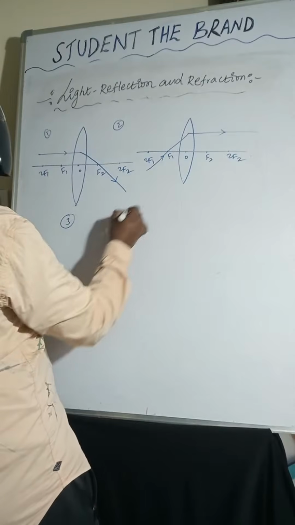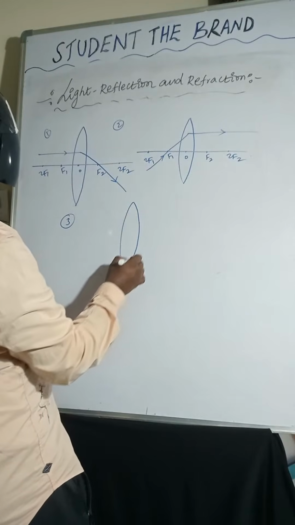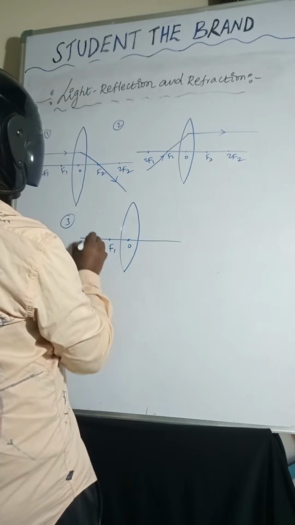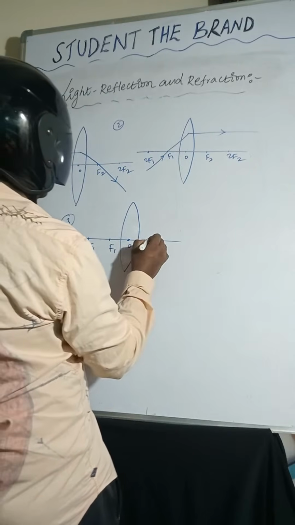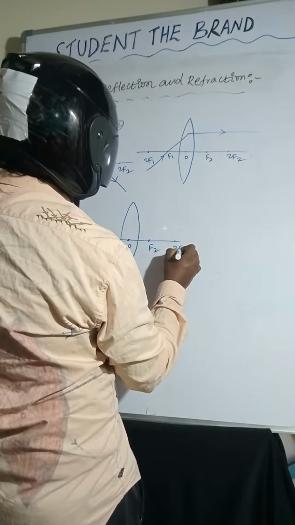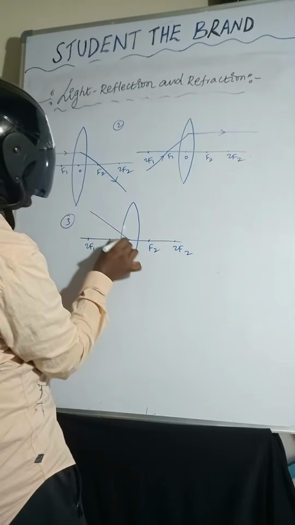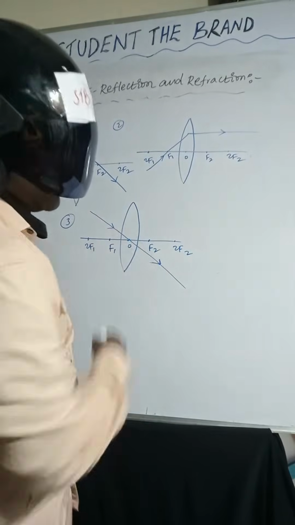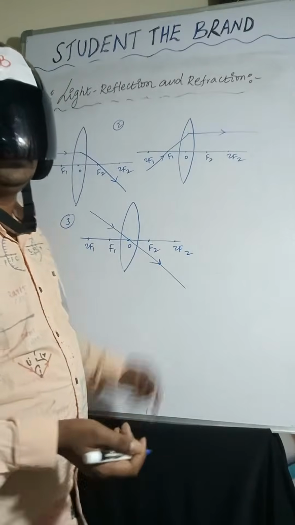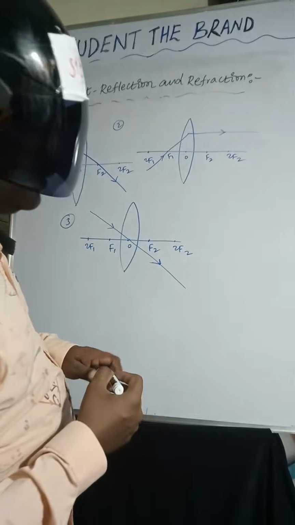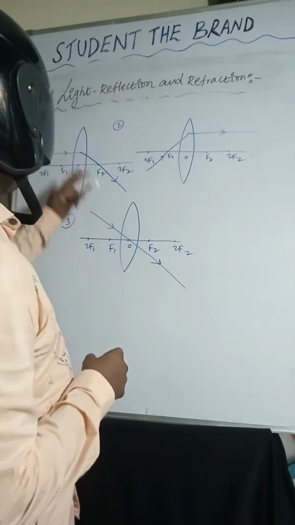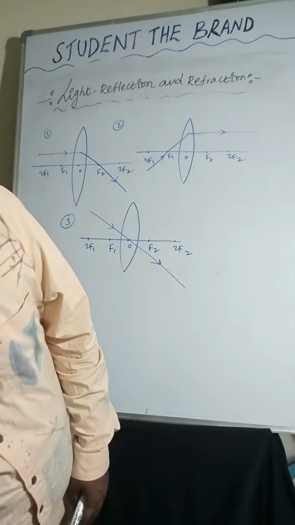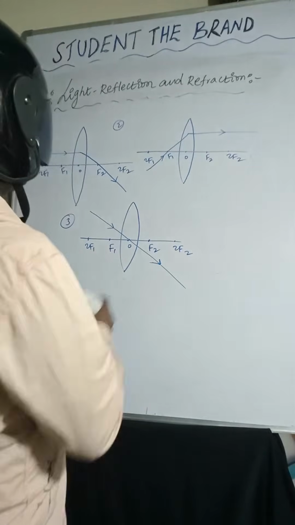Coming to the third one. Optic center, F1, 2F1, F2, 2F2. Light rays passing through the optic center, no deviation takes place. It moves in the same path. Okay, so these are the three ray rules of convex lens. Now we will see the concave lens.